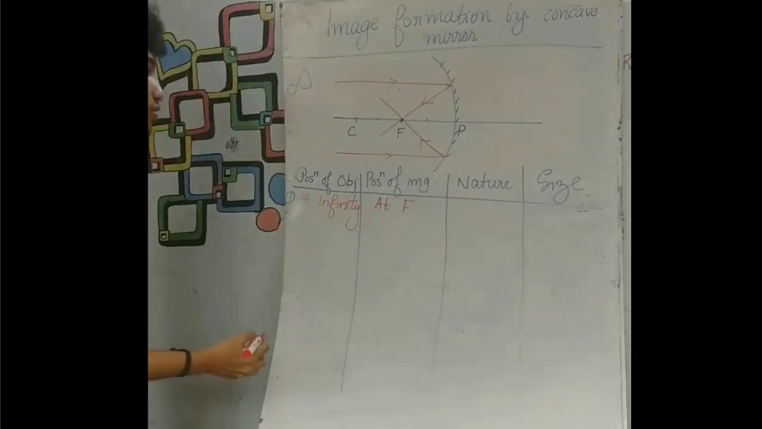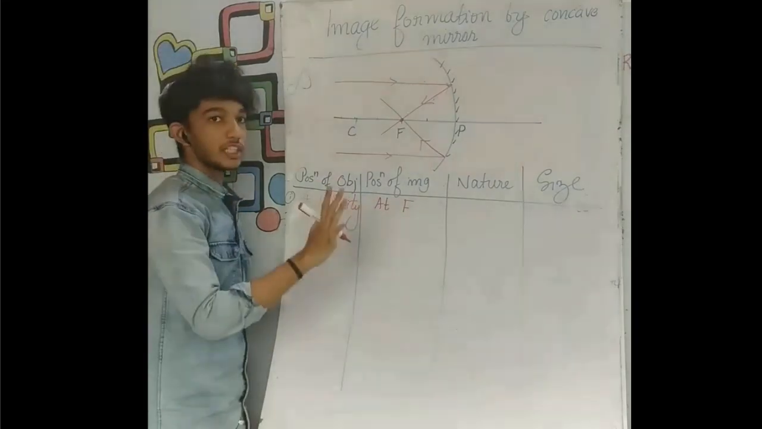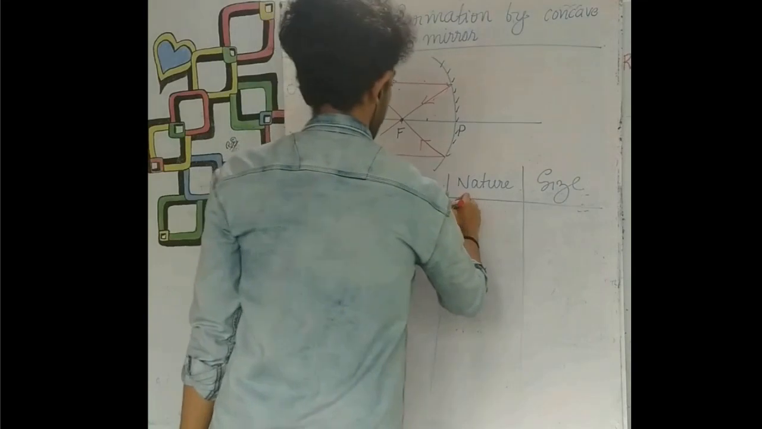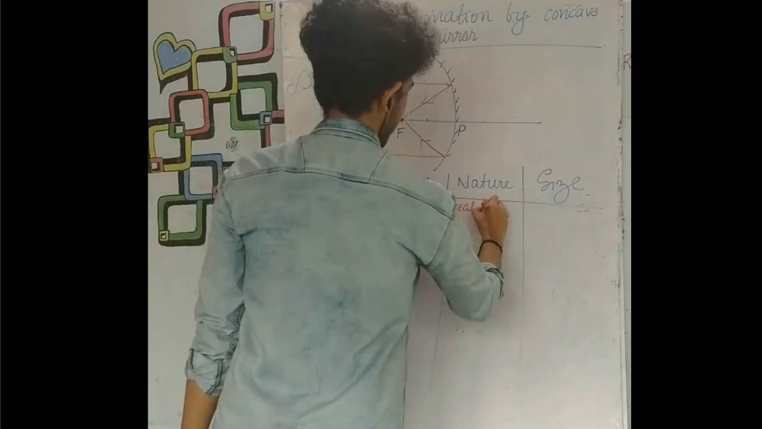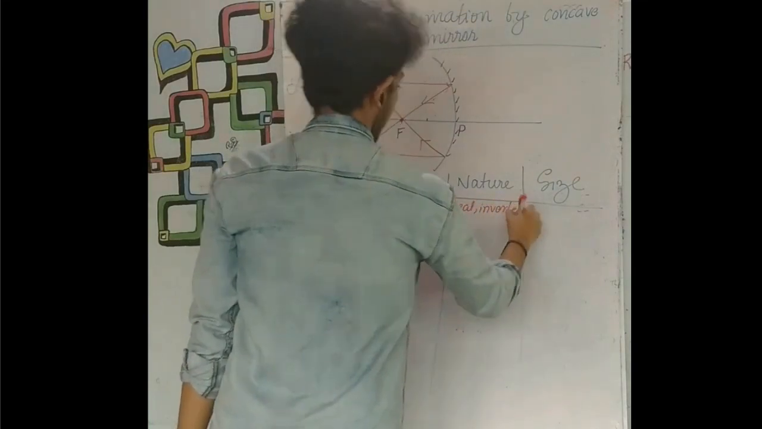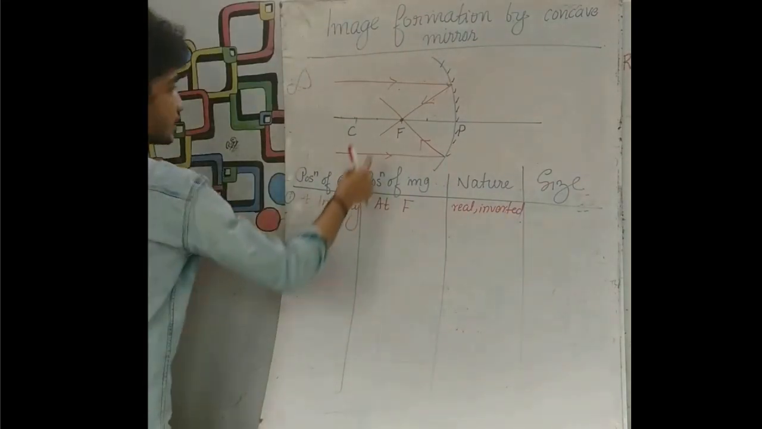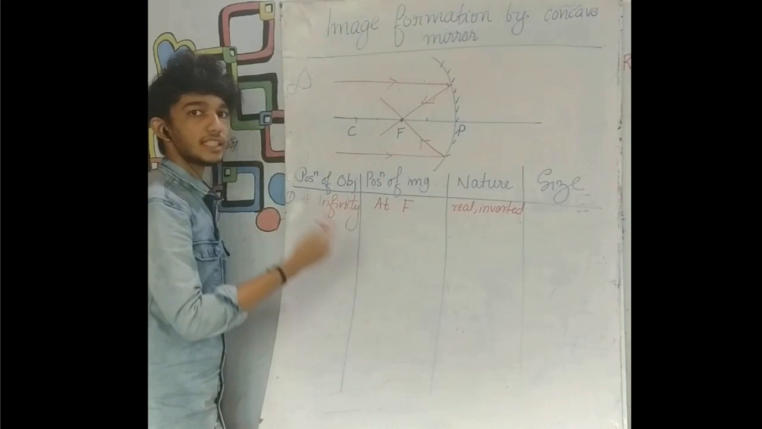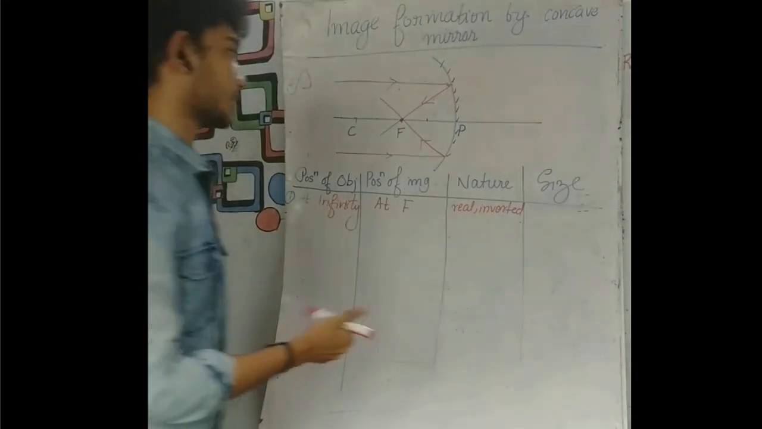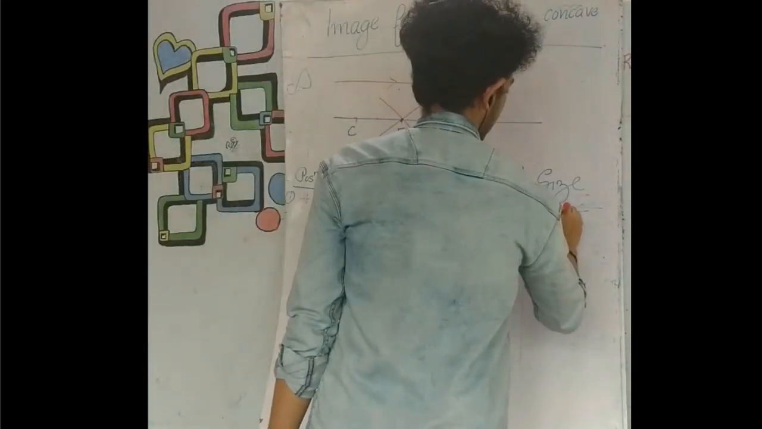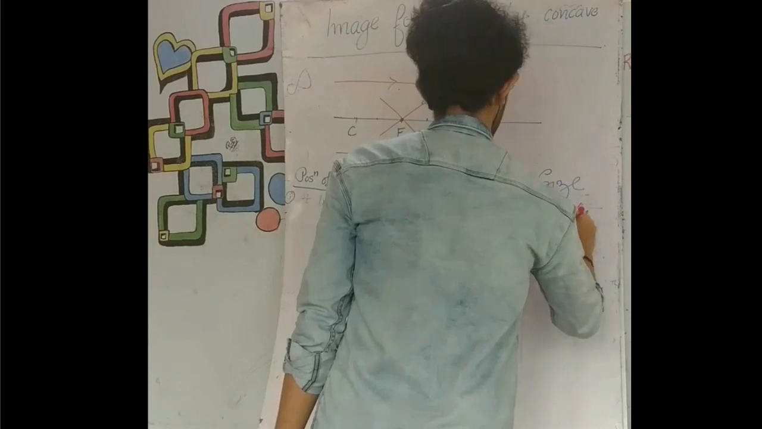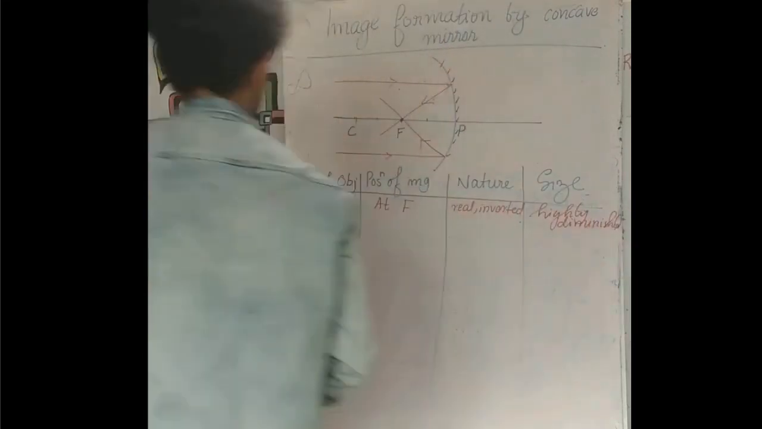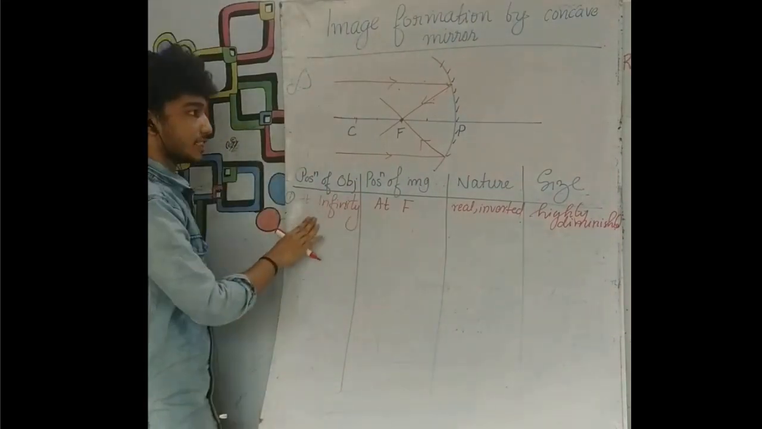And what will be the nature of the image? We know that a concave mirror always forms a real and inverted image. So the nature of the image is real and inverted. And what about the size of the image? What can you observe from the figure? The size of the image is highly diminished as compared to the size of the object. So the size is highly diminished, extremely diminished. This is the first situation.